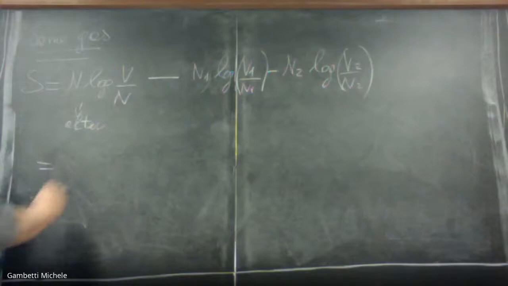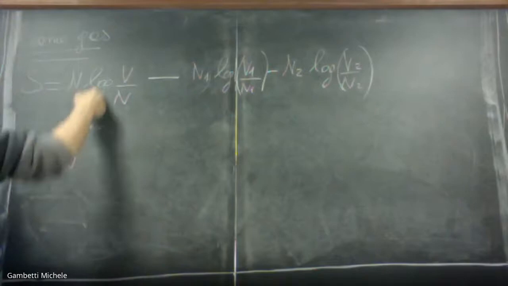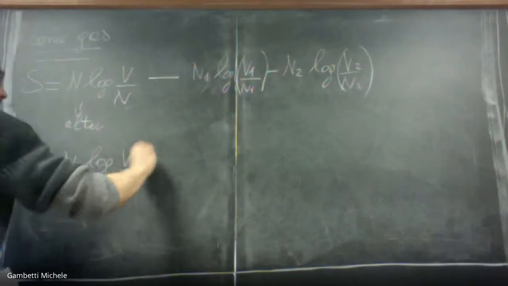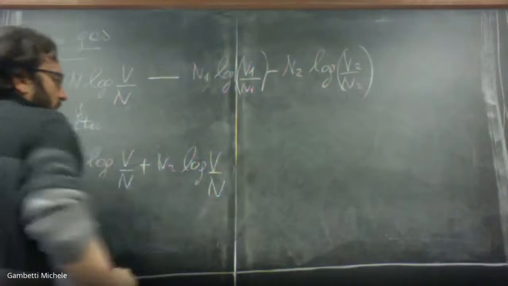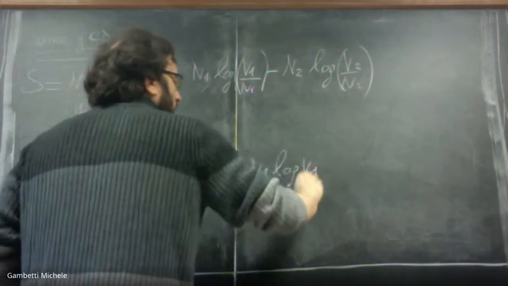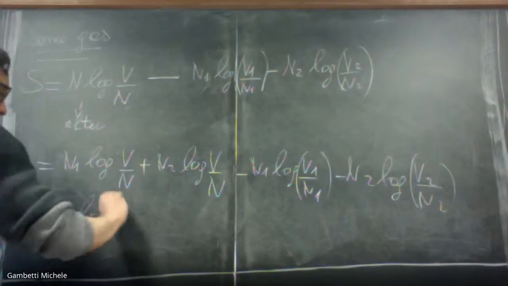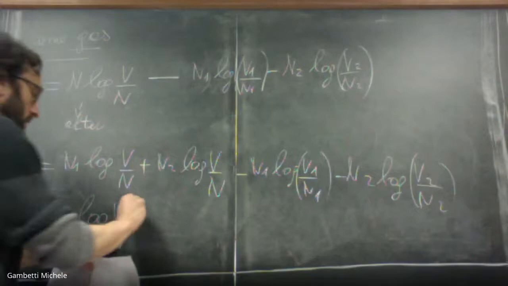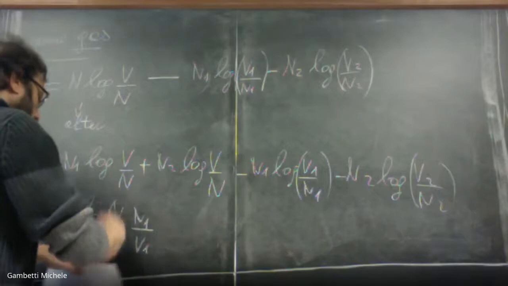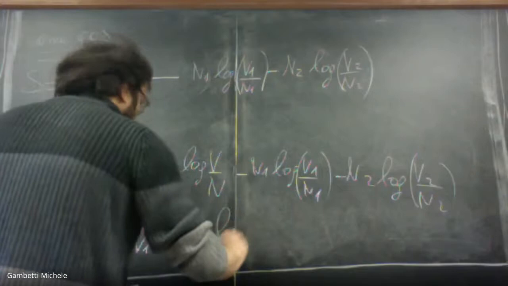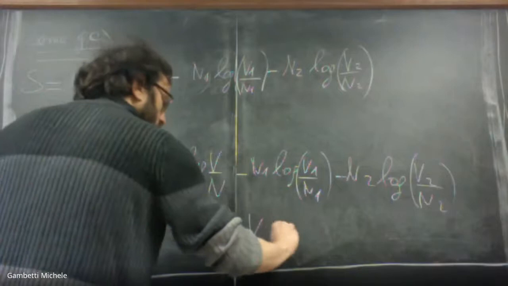Now this is also equal to, and this is the main difference with respect to the previous case, so this can be written as N1 logarithm of V divided by N plus N2 the logarithm of V divided by N minus N1 the logarithm of V1 divided by N1 minus N2 log of V2 divided by N2. So now when I put this together, here what I get is N1 logarithm of V divided by N, and this is the difference with respect to the previous case. Here you have N1 divided by V1, and similarly I have N2 the logarithm of V divided by N, and here you have N2 and V2.